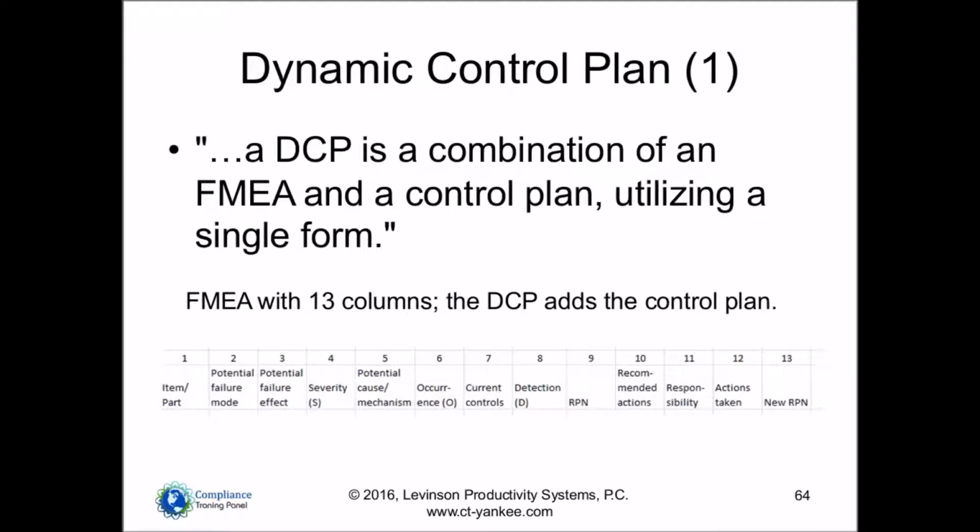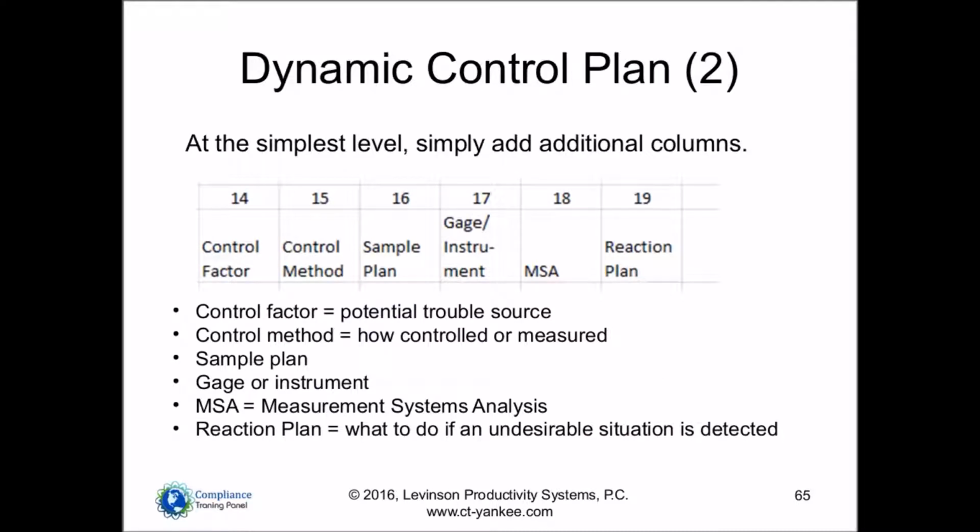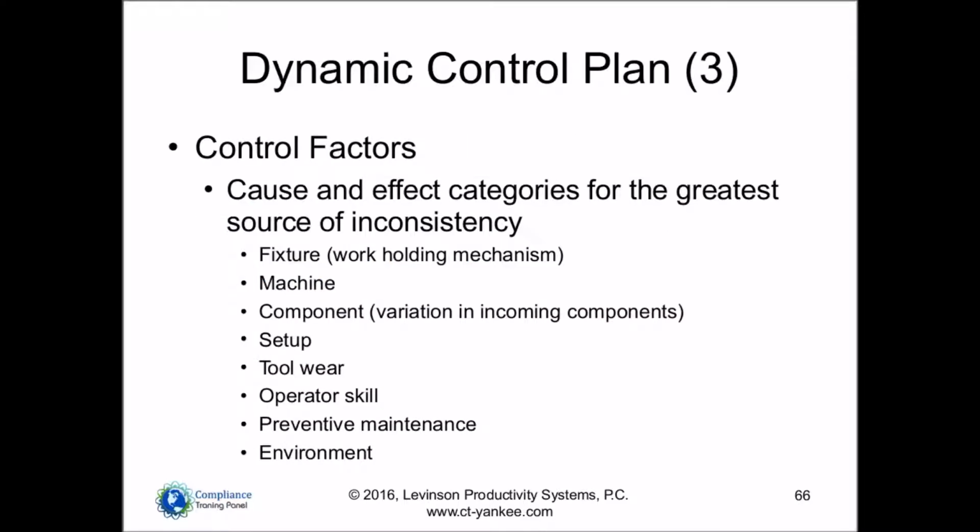Remember, we have our FMEA with 13 columns, and the dynamic control plan is going to add the control plan. At the simplest level, simply add additional columns. The control factor is the potential trouble source. In other words, it's the aspect of the process that we have to control to prevent non-conforming work. Okay, control factors. This also is extremely useful information, and this is also from the Stamatis group.